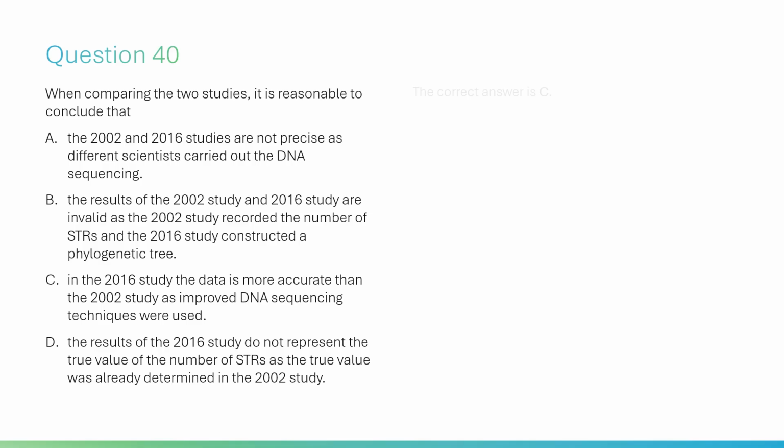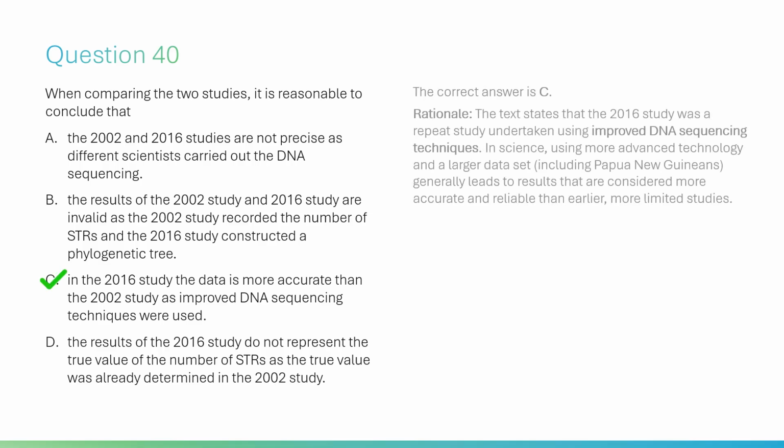The correct answer is C. Rationale. The text states that the 2016 study was a repeat study undertaken using improved DNA sequencing techniques. In science, using more advanced technology and a larger data set, including Papua New Guineans, generally leads to results that are considered more accurate and reliable than earlier, more limited studies. Why others are incorrect.